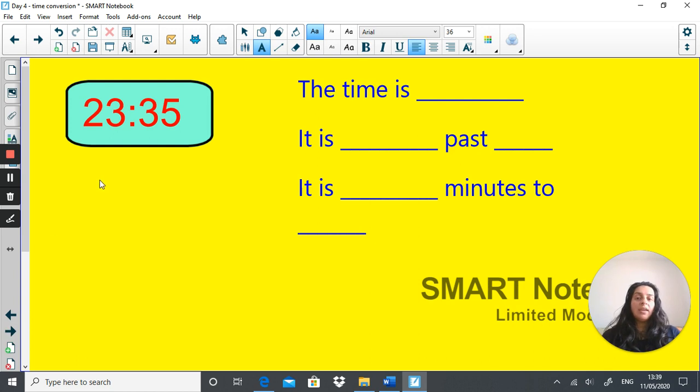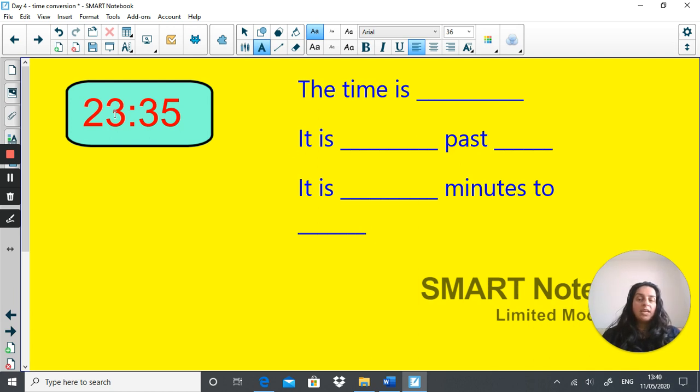Try this example here. Again, the time is in the 24-hour format, and I want you to look at this using our strategy of taking away 12. Remember to convert it back to 12-hour time. What is the time? It's something past something, or it's something minutes to something. Off you go.